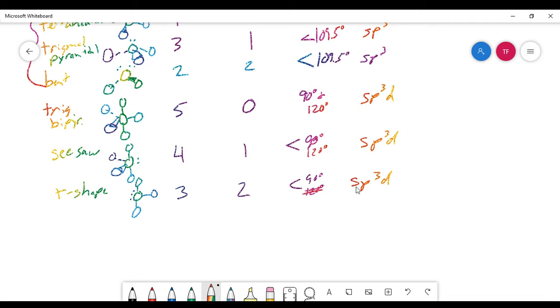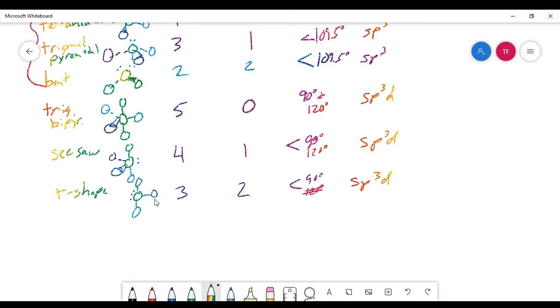By the way, if you haven't noticed yet, look how many letters are in the hybridization name versus how many domains are around the central atom. S, 3 P's, and a D. That's 5 total letters in the hybridization name and 5 total domains around the central atom. That's one way that will help you out with the hybridization name as you're thinking about hybridization versus VSEPR. Okay, so these 3 and 1 more are all sp3d hybridization.